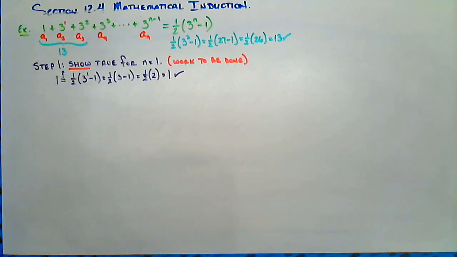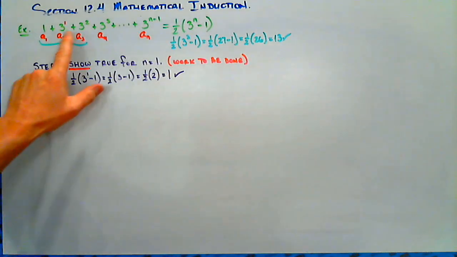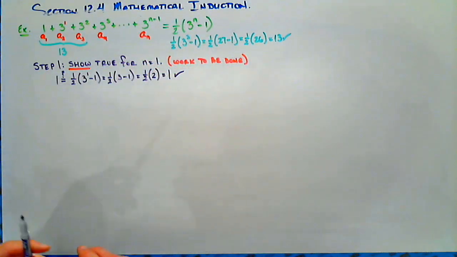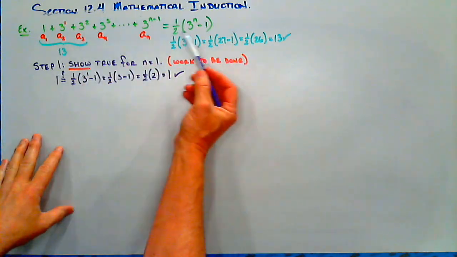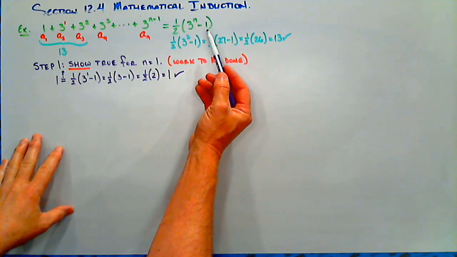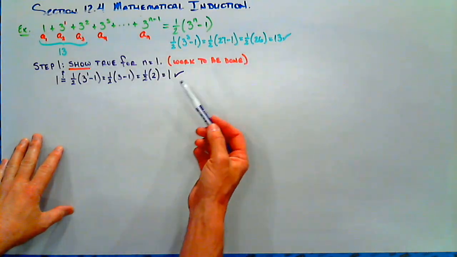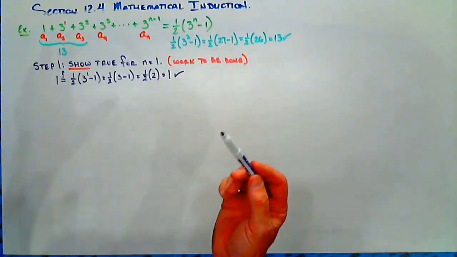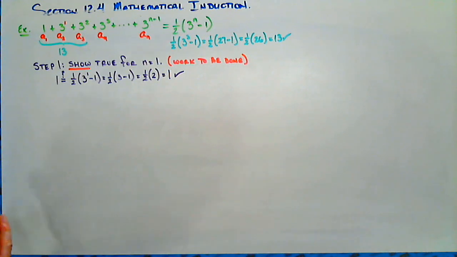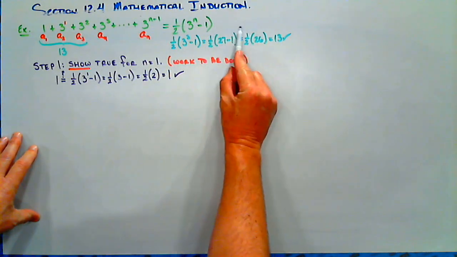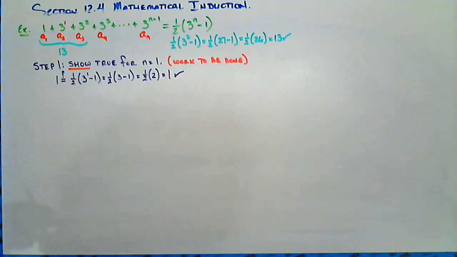Unless in the problem they say, hey, this formula doesn't start working until n is, maybe it says this formula doesn't start working until n is 5. Well, then you wouldn't start with n is 1. You would start with n is 5 because they've already told you the formula doesn't start working until you get to 5. But in our problem, they didn't put any limitation out here, so we start with 1.